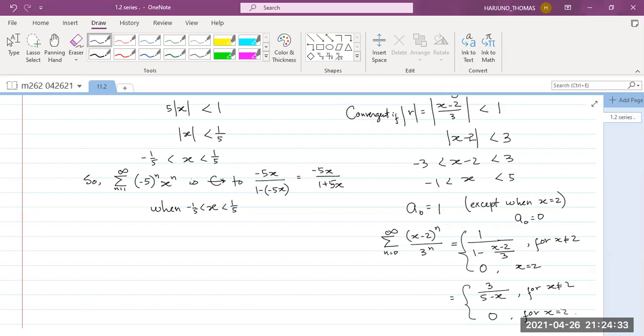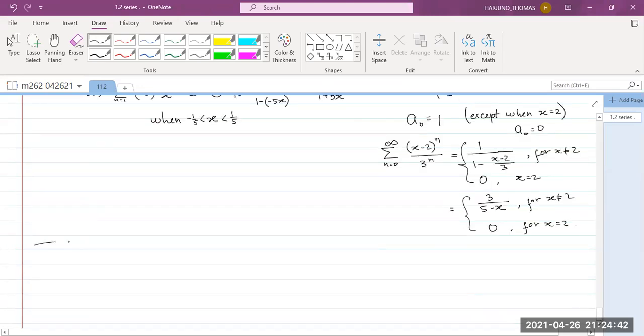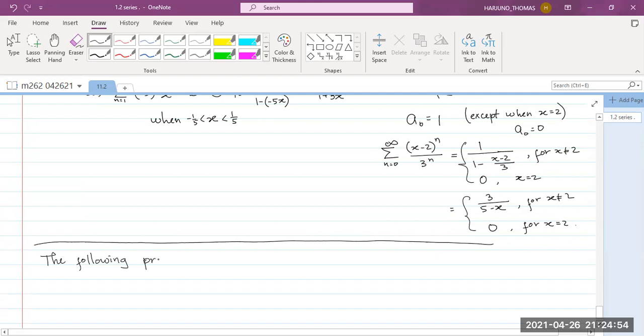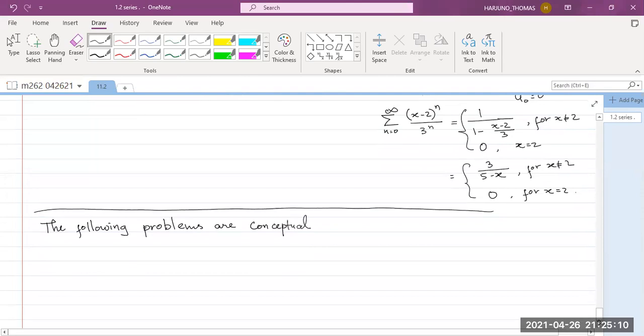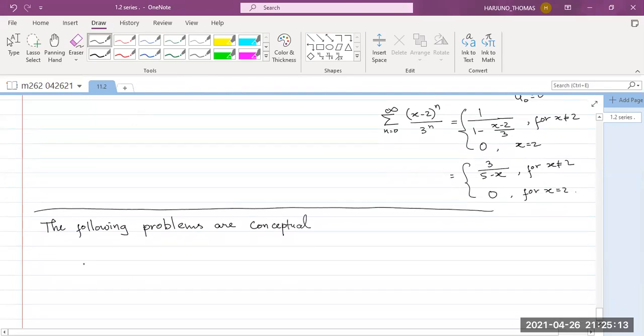Now let's do some harder part. I think the later part here, more into conceptual. So let me pull a line. The following problems are conceptual. And it will be helpful if we know some concepts behind this sequence series thingy. For example, number 67.